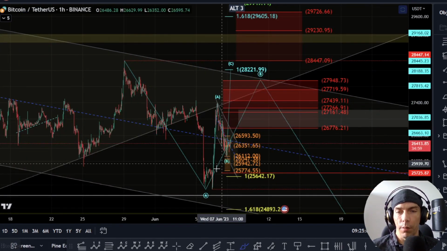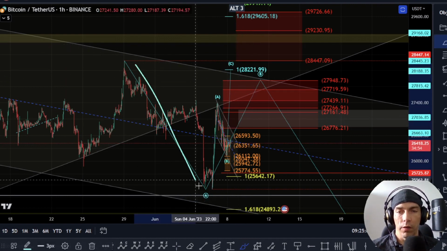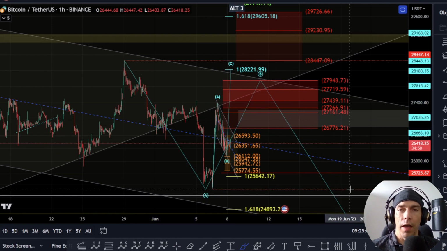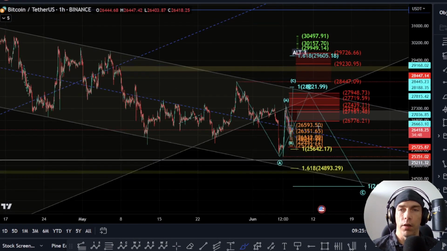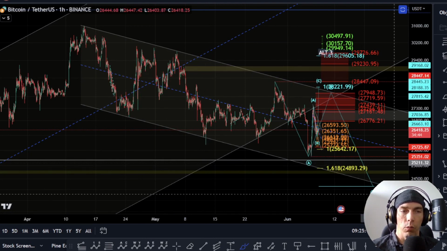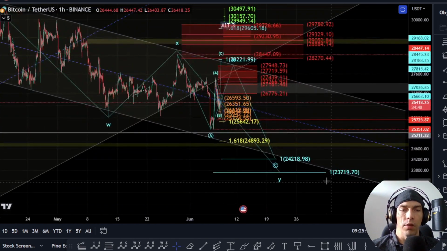If we do just see a bigger three-wave move up here, A, B, and a C, what we could then see is that this could become an A, this could become a B, and then we see a C in a flat. Now, this would tie into the idea that within the structure, this is W, this is X, and then we're looking for that Y wave to the downside. So that would be looking for the potential of actually coming down towards this 23,719.